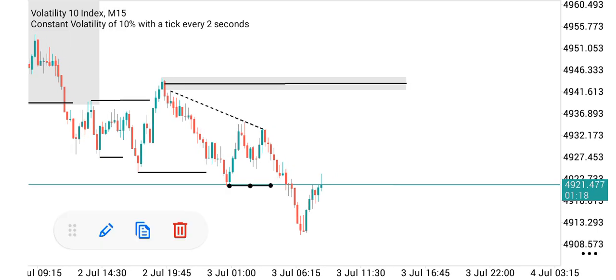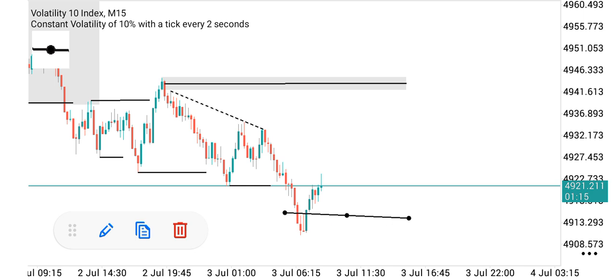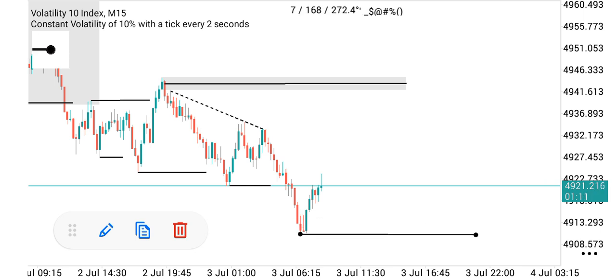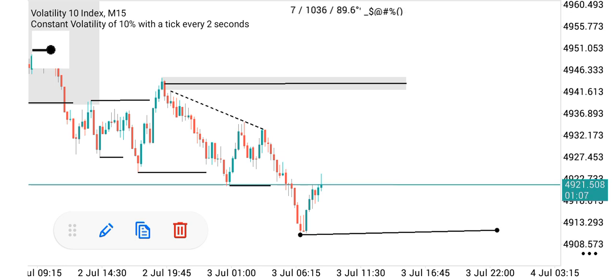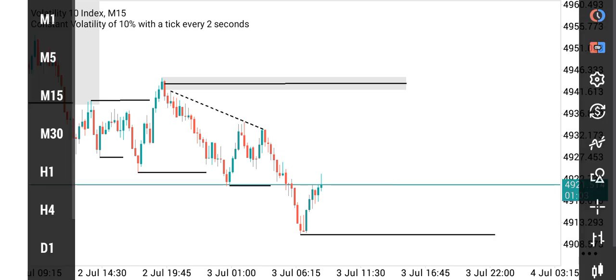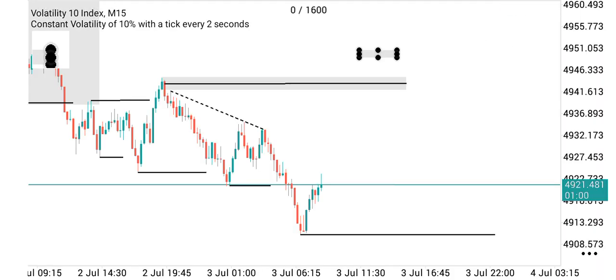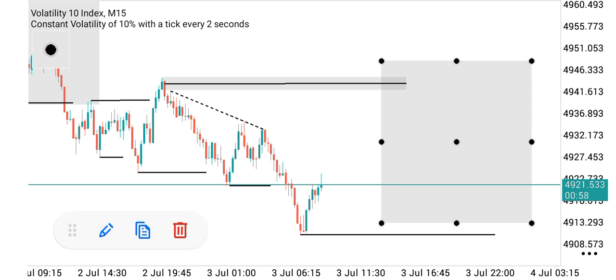Next, my sell side liquidity should be present too. This is where I'm expecting price to clear the liquidity, which is this zone here. Sell side liquidity is present. So I position and I enter, and I check my risk to reward.